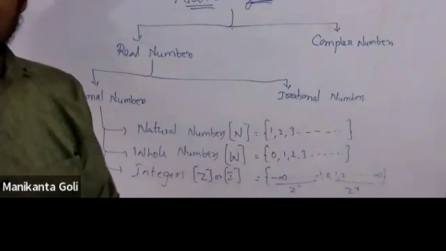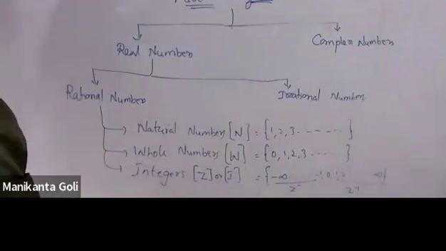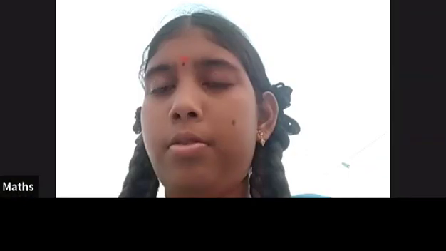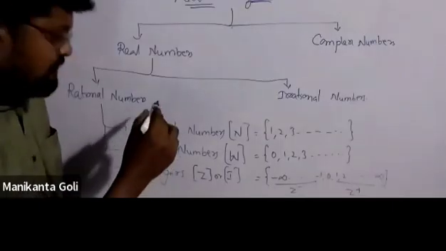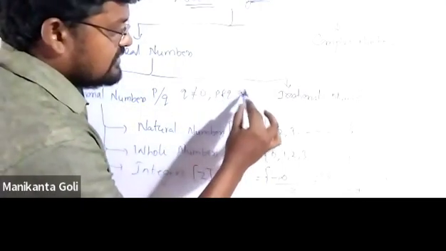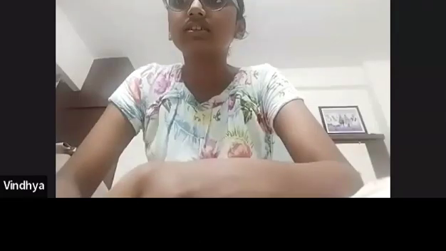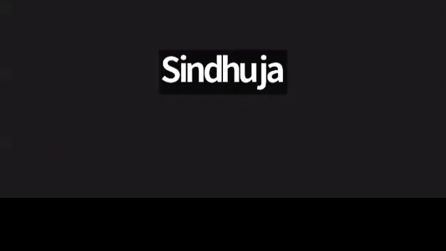So, coming to rational numbers. A rational number is a number in the form of p by q, in which q is not equal to 0, and p and q are integers. If p and q are natural numbers, then it is a fraction.